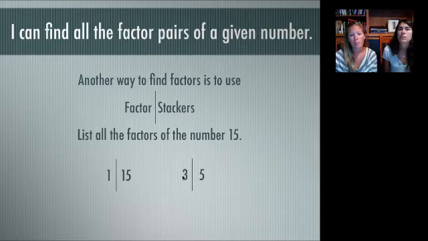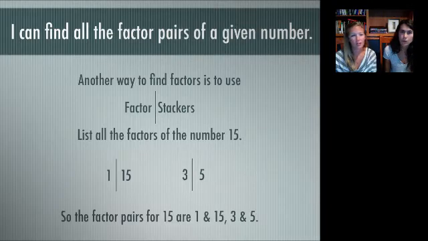Whatever helps you. All right, so now am I done? Well, I'm not sure, so I'm going to go up to 4. Well, 4 times nothing gives me 15, so I know that's not a factor. Then 5, well, I've already got that, so I know that I'm done. So my factor pairs for 15 are 1 and 15, and 3 and 5.